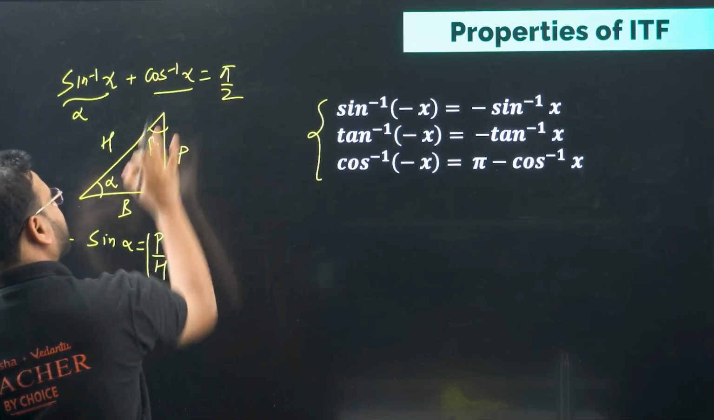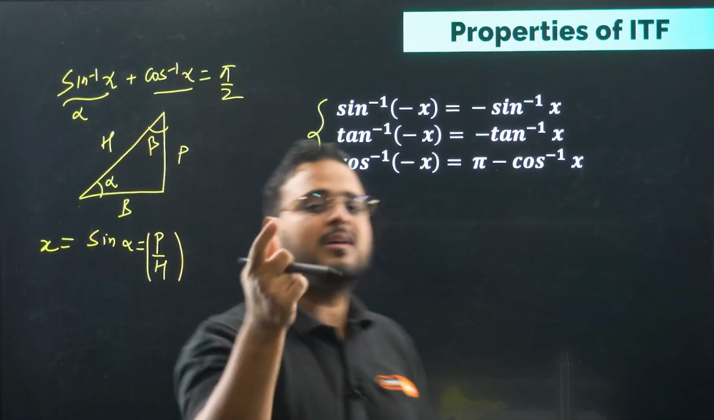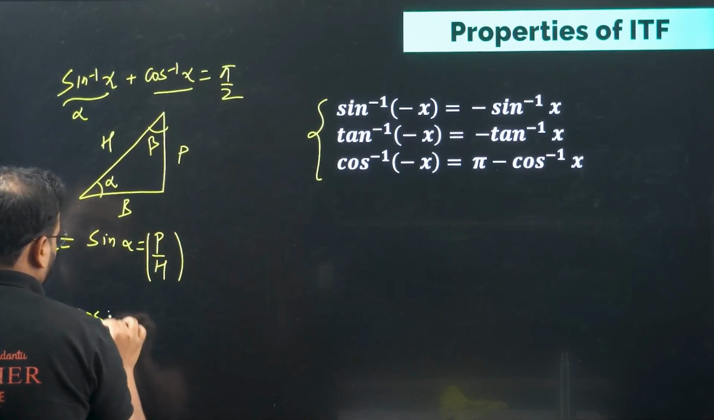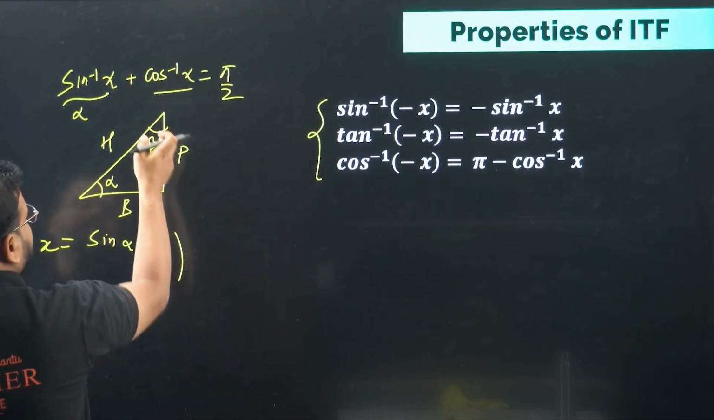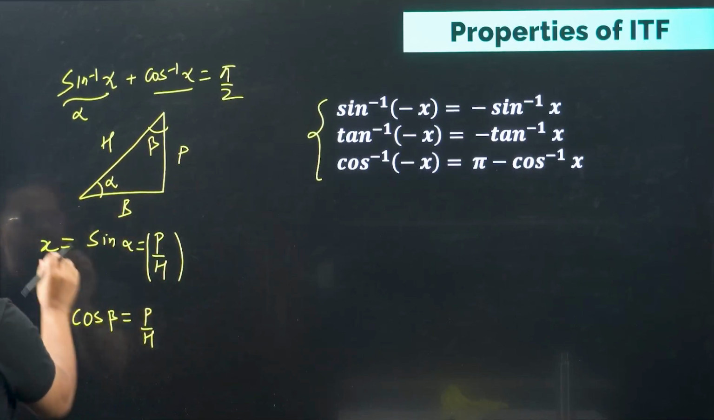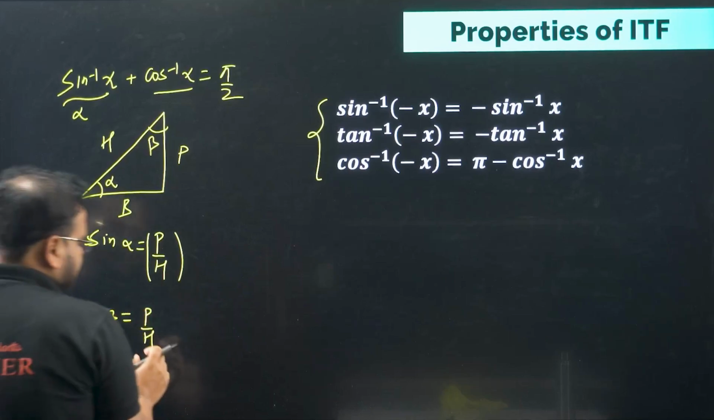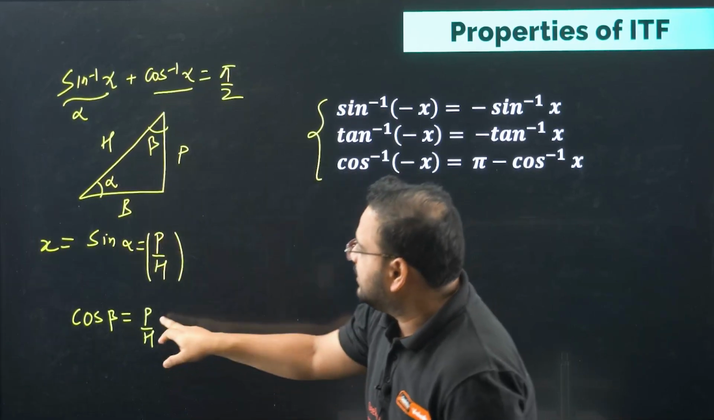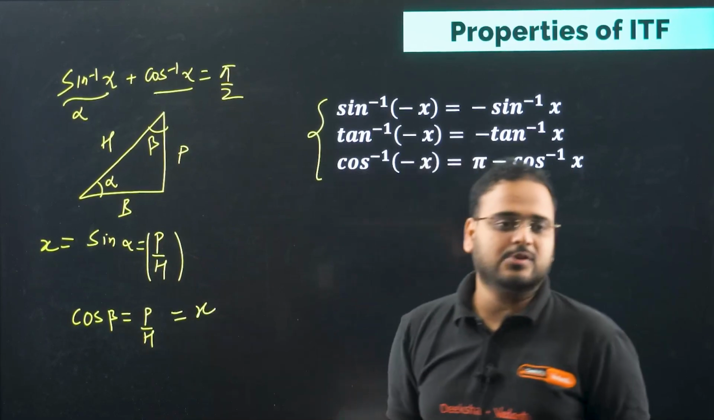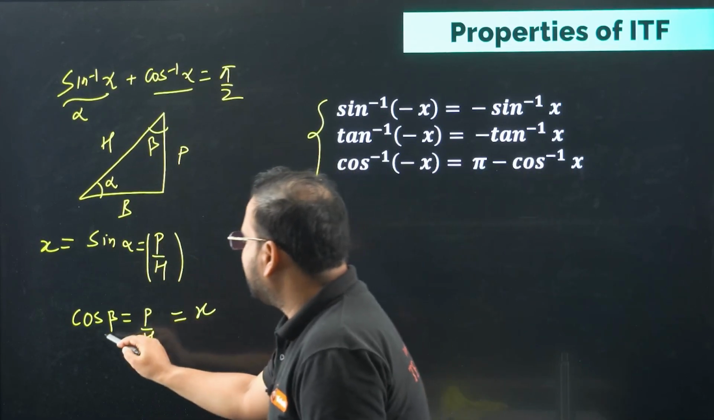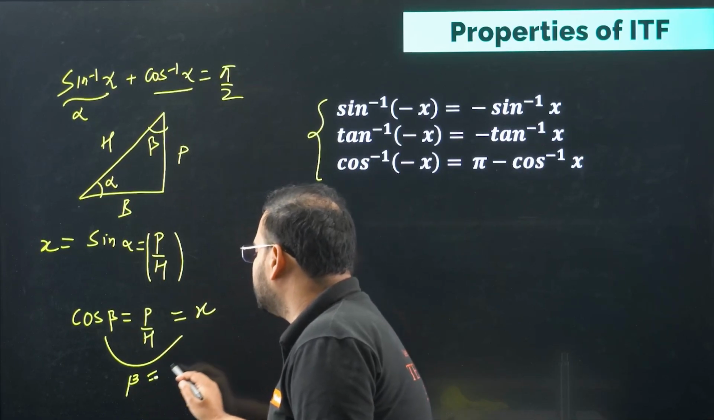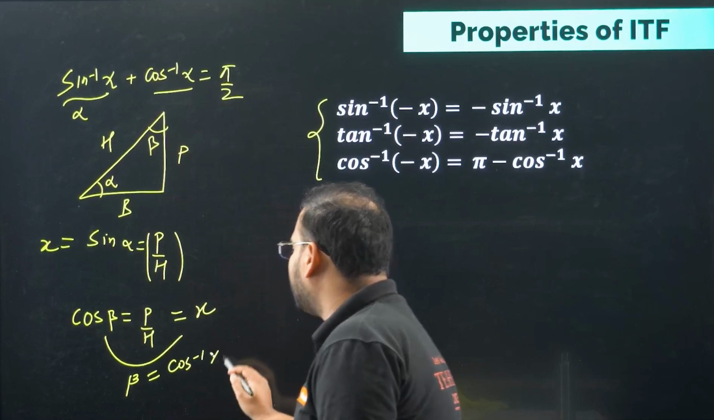From here, for this angle beta I'm writing the cosine value. So I get cos beta as p by h again. And isn't this value p by h the same as x? Please check. This value p by h, I repeat myself, is the same as x, right? So I can write this also as x. Check carefully. If I combine these two together, I can write beta equals cos inverse of x.